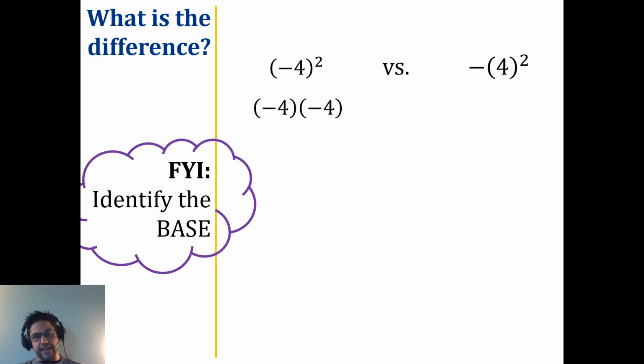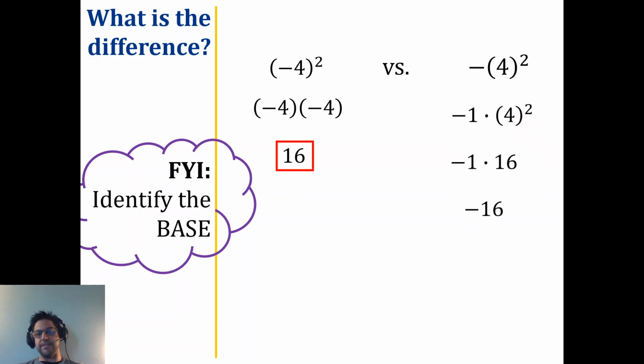Negative multiplied by negative, as we know, is a positive. And then on the other one, the negative sign is outside, so that means my base is really just a 4. So it's really kind of thought of as the opposite of 4 squared. So the opposite of 4 times 4, if you want to think about it that way, which would be a negative 16. So the key difference is in the base. Where is the negative sign located?